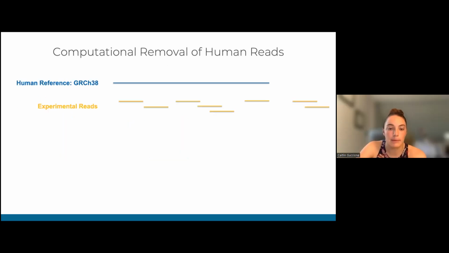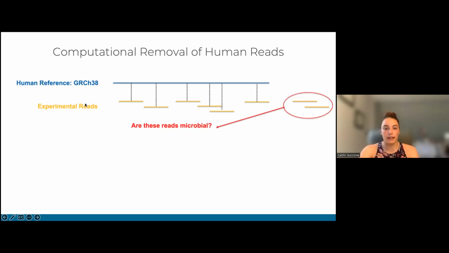And so the way that we do this is we use computational removal of human reads. We start off with our human reference and all of our experimental reads. And then what we do from there is we basically map everything that we can to the human reference, just as most genomic researchers would do. And then we just keep the leftovers. So anything that doesn't map, we're like, this could be microbial. Let's look into that further.